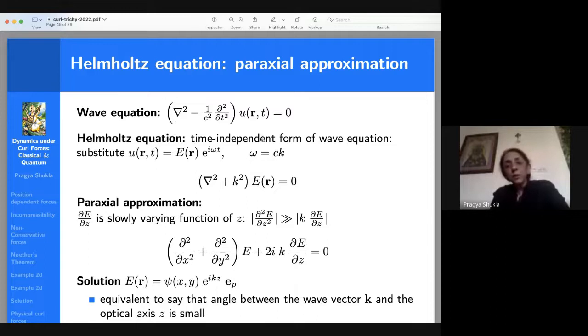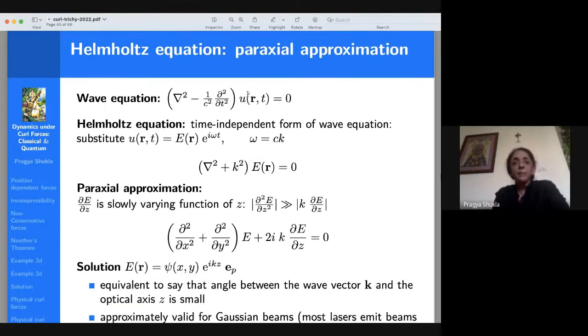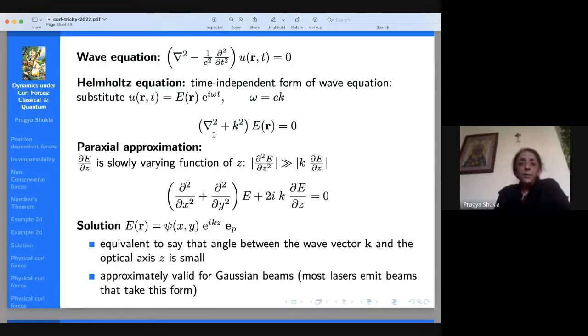This is your usual electromagnetic wave equation, del squared minus 1 by c squared del t squared, where U is the intensity; it can be E or B. Now you write it in the E form and find the time-independent form, like the Schrodinger equation. It's a Helmholtz equation. K is related to the frequency of the light wave, and c is the speed.